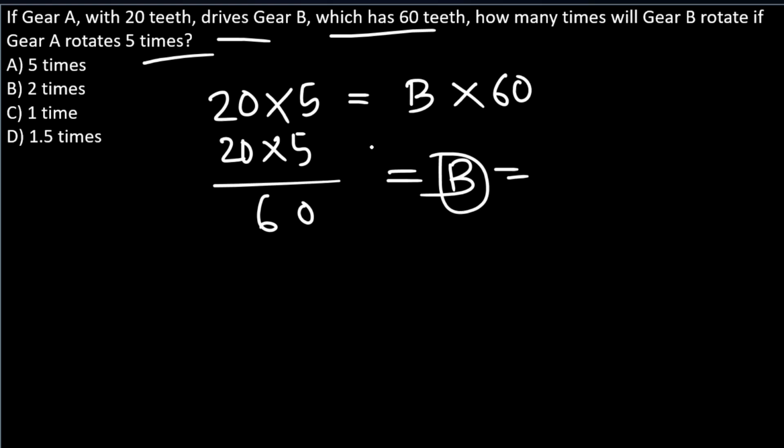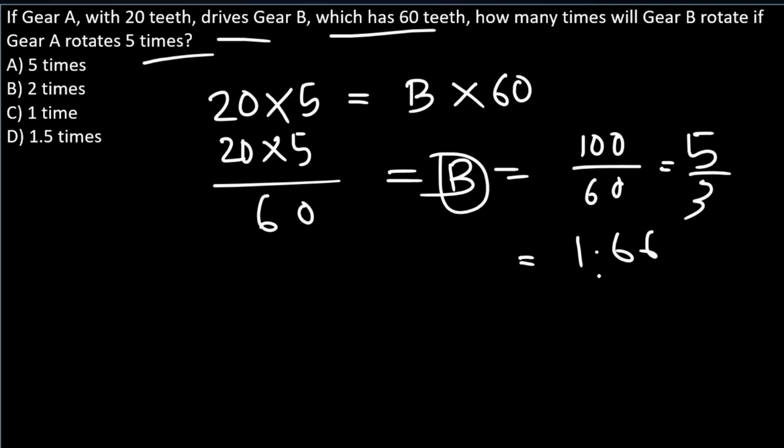So here 20 times 5 is 100, so we will get 100 over 60, and it will give 5 over 3. So 5 over 3 we will get 1.66. So here it is 1.5 or 2, so we can consider it's 2. It varies, so we can consider it mathematically. It will be 2 times.